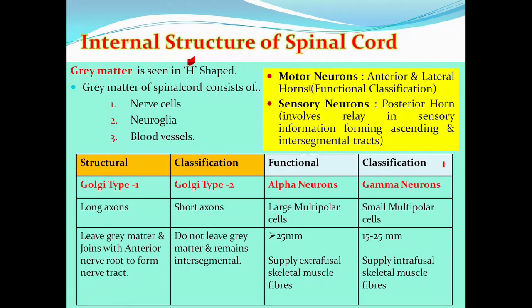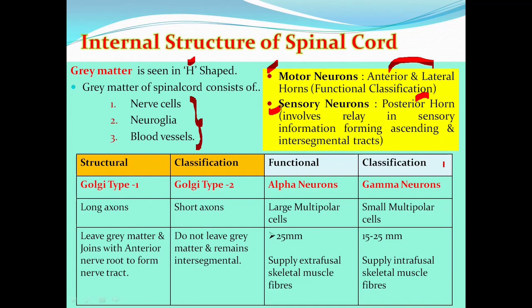And mainly the gray matter consists of nerve cells, neuroglia, and blood vessels. Mainly the anterior and lateral gray horns constitute more of motor neurons, and the posterior horn is involved in the sensory information, forming the ascending tracts and also the intersegmental tracts, which constitute the sensory neurons.